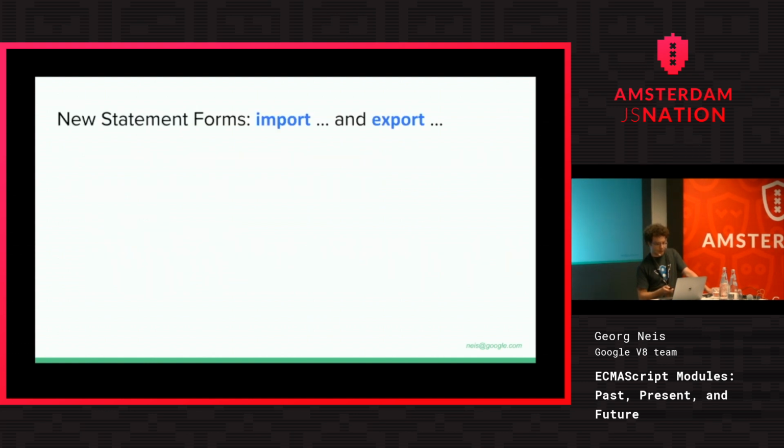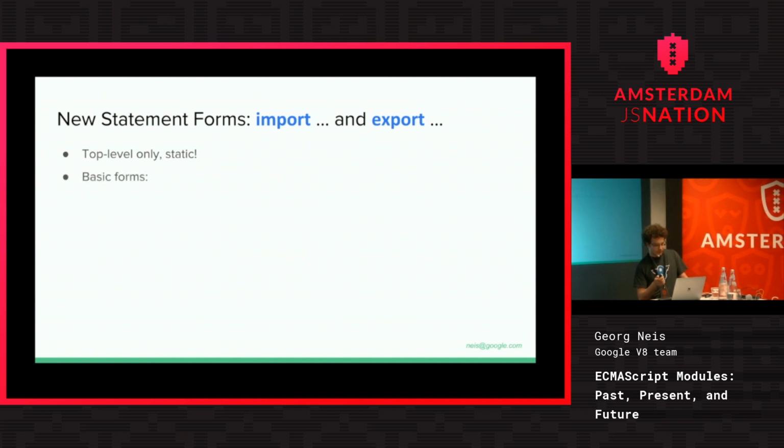Okay, let's look at imports and exports in detail now. First of all, they are top level only, so they really are static. That means that before any module code runs, it's already clear what gets imported and exported. I think that's very different from some of the other module systems you may be familiar with.